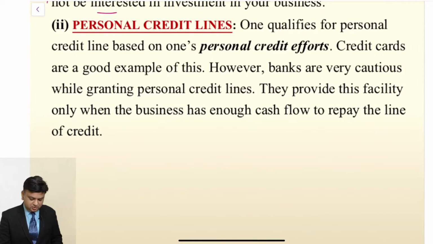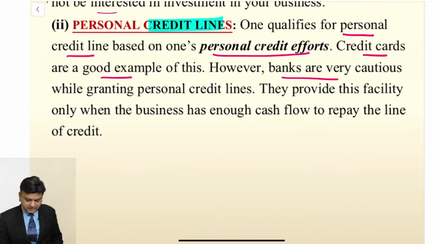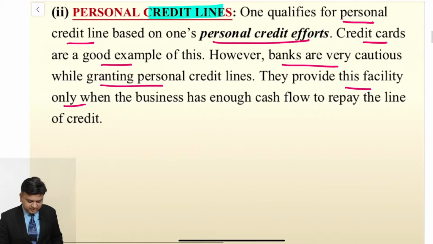Personal credit line. Based on whatever banking transactions I have had in the past, I get the loan. One qualifies for the personal credit line based on one's personal credit efforts. Credit cards are a good example of this. Banks are very conscious while granting personal credit lines. They provide this facility only when the business has enough cash flow to repay the line of credit.